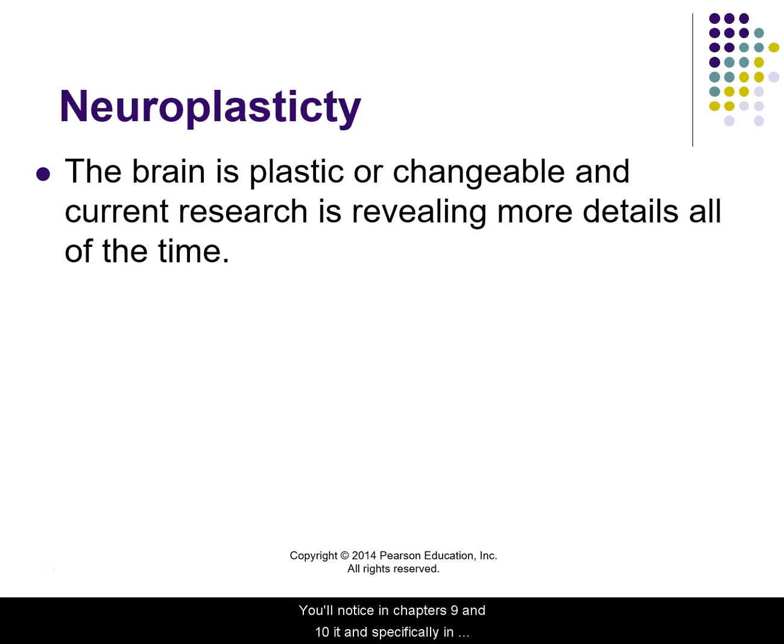You'll notice in chapters 9 and 10, and specifically in 10, where we talk a lot about neuroplasticity, I want to bring it up here. Oh, and it's actually misspelled on there, neuroplasticity. Forgot an I in that. But the brain is plastic or changeable. That's what neuroplasticity means. It's plastic, it's changeable, it's malleable.